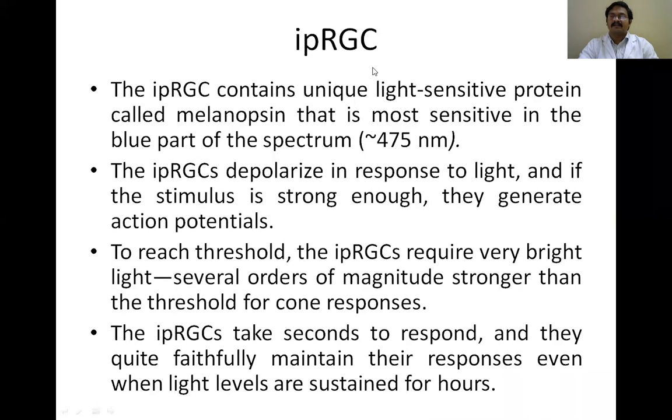Suppose you look at the characteristics of an intrinsic photoreceptor retinal ganglion cell: it contains a unique light-sensitive protein called melanopsin. It is most sensitive to the blue part of the spectrum. It depolarizes in response to light, and if the stimulus is strong enough, it generates an action potential. The retinal ganglion cell is the only cell that can generate an action potential in the neuroretinal circuit. The remaining transmission is by electrotonic conduction.